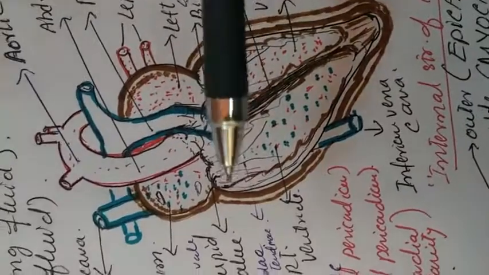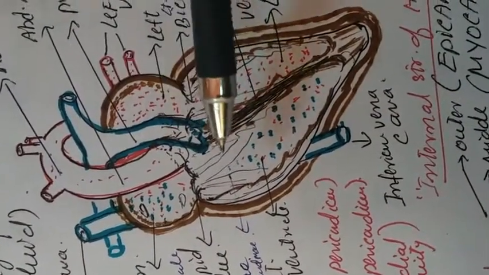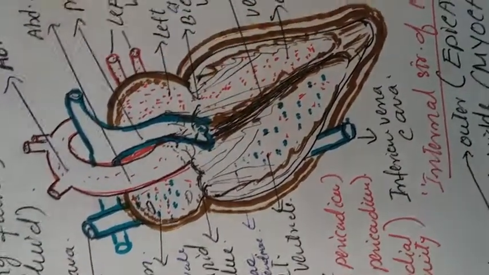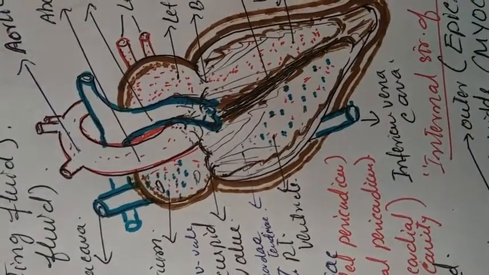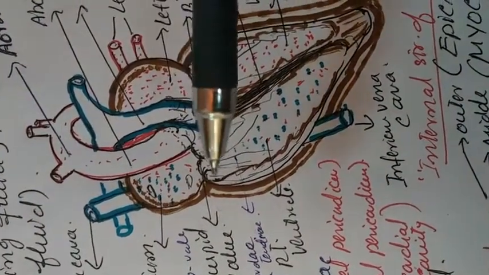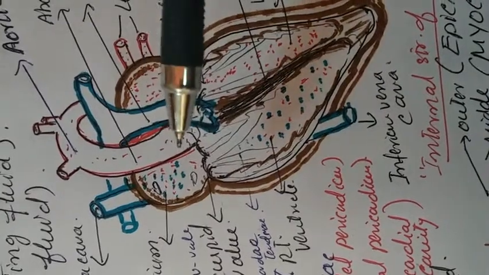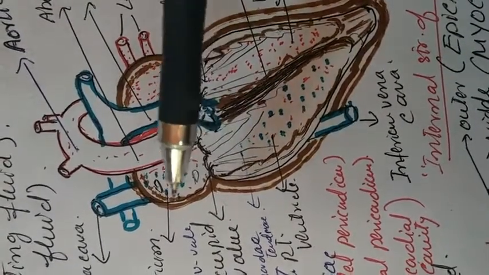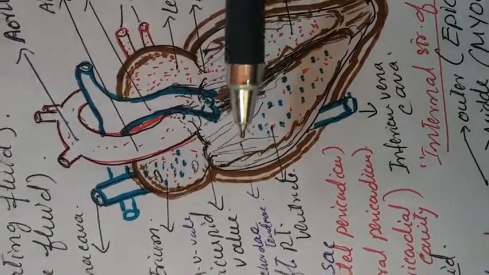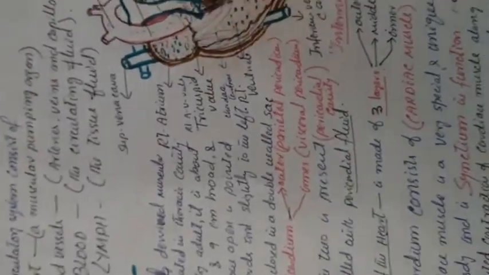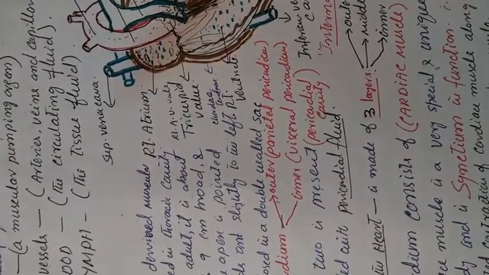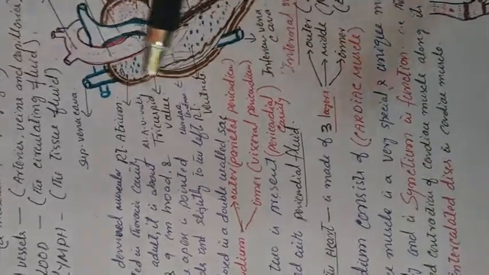Now, the muscle of the heart, the cardiac muscle, is supplied by coronary arteries, and the coronary veins collect the deoxygenated blood from the cardiac muscle. Now, this is all about the human circulatory system and the structure of the heart.